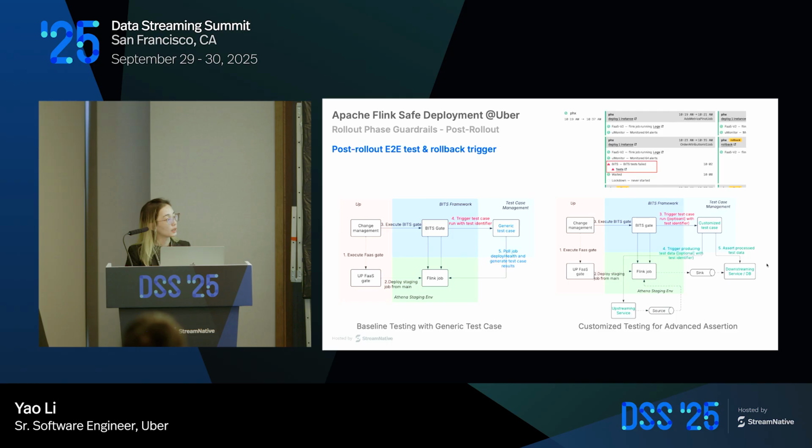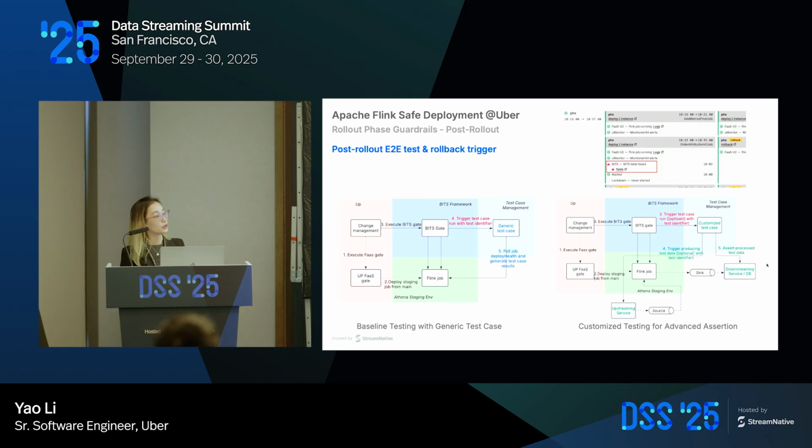For Flink job end-to-end testing, we categorize them into 3 levels. The first level is the job healthiness. This is the baseline we want to guarantee, right? And then we have the job state, and then we have the data correctness check. For the baseline ones, we have provided a generic test case. The customer can onboard directly without writing a single line of code.